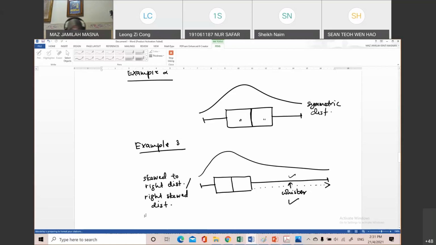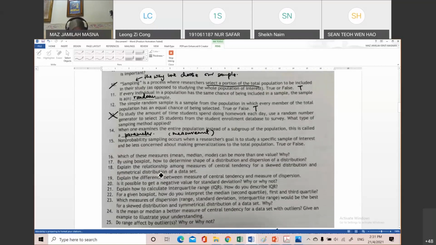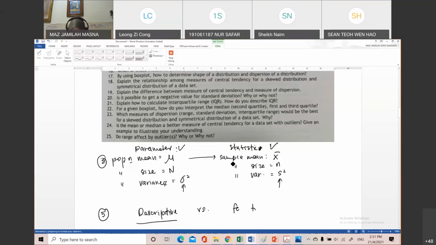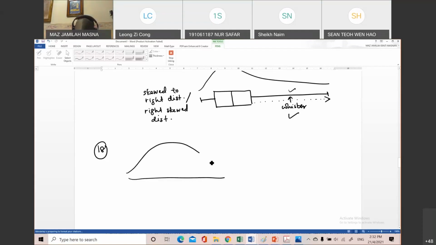Number 18, explain the relationship among measures of central tendency and a skewed distribution and symmetrical distribution of a data set. Now, number 18, we are talking about symmetrical distribution. Assuming that this is symmetric, when we say symmetric, we know the mean is actually equal to the mode, which is actually equal to the median.